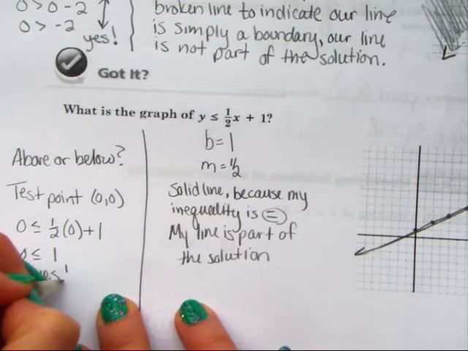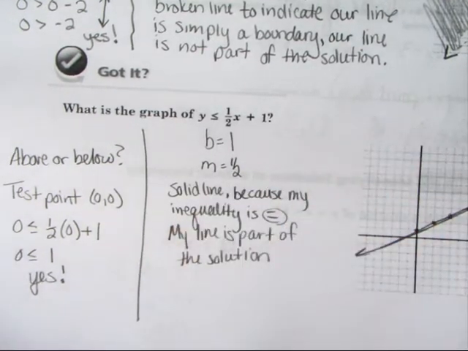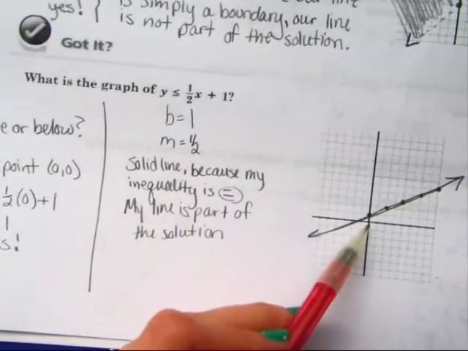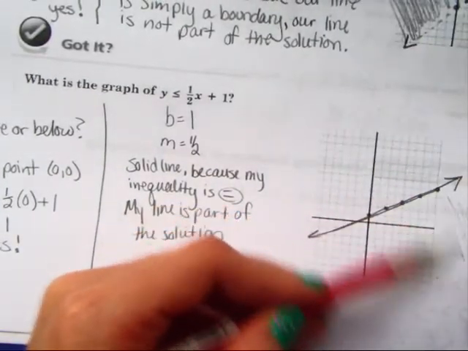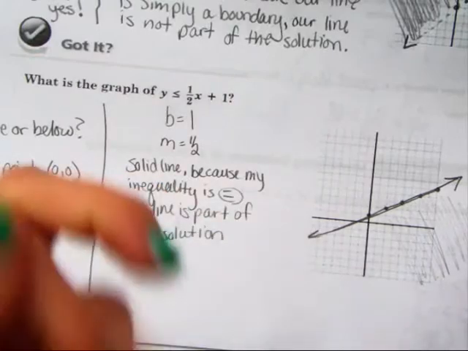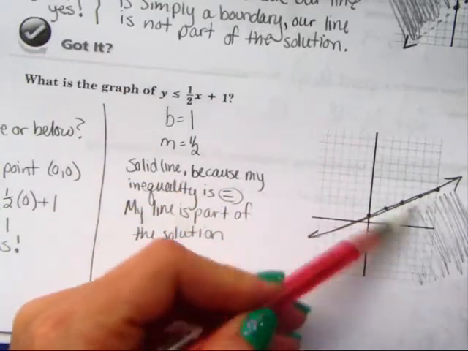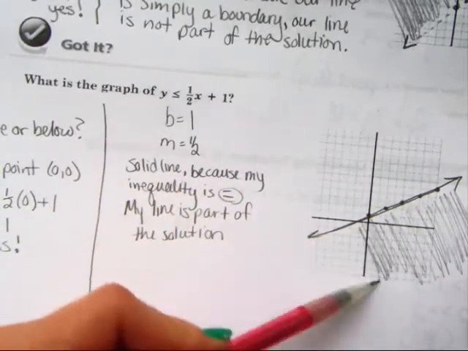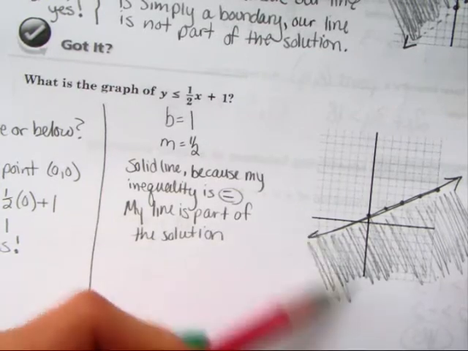Yes, that is true. So whatever side of the line 0 is on, you see 0 is on this side of the line, below it, that means you shade on this side. Anything in the shaded area is a solution. Anything not in the shaded area is not a solution.